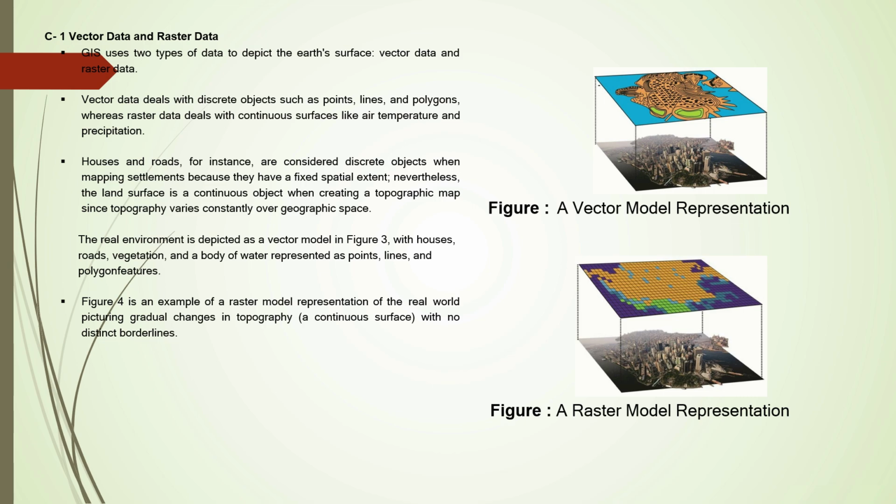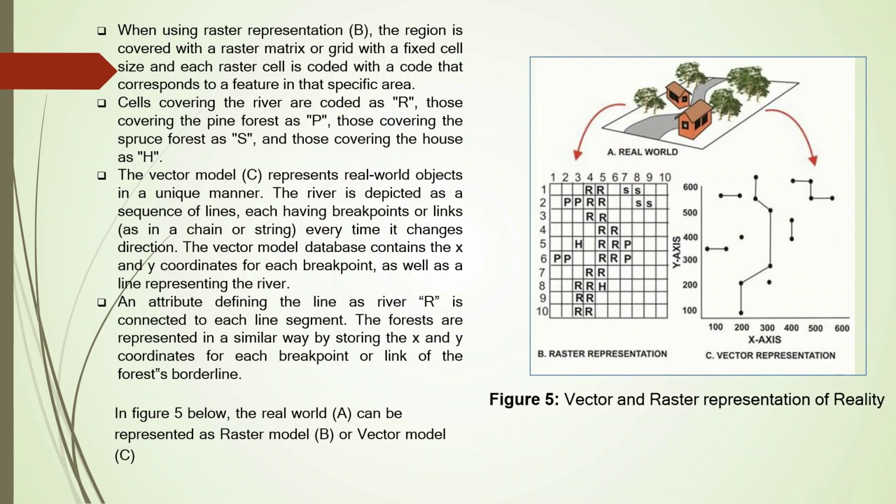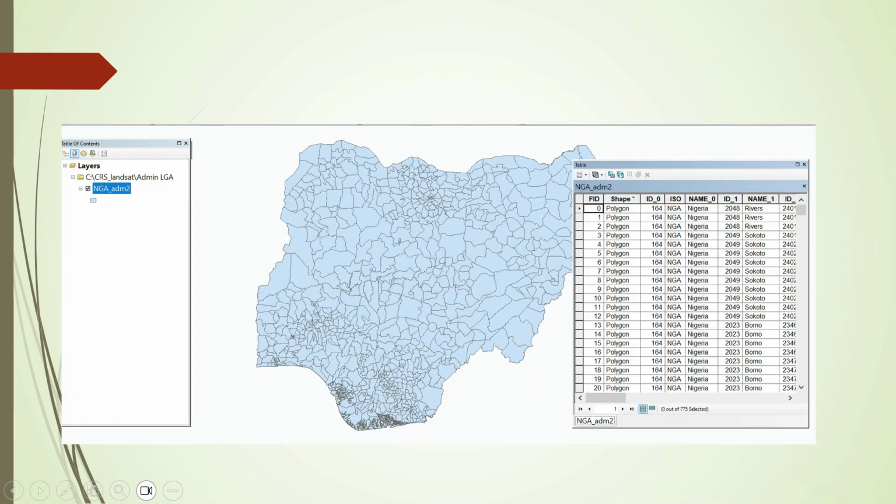Then we have the raster data and the vector. GIS uses two types of data to depict the earth. In terms of format, we have the vector and raster data. And we have different things that you can represent with the vector and the raster data. This is an example of how this area can be represented as vector, and the same data can be represented as raster in this environment.